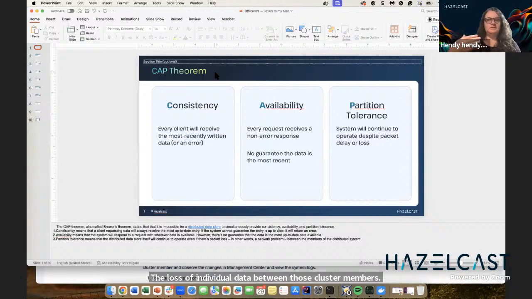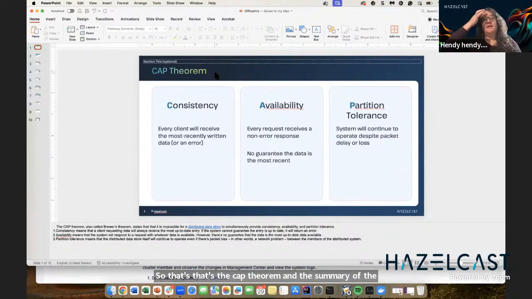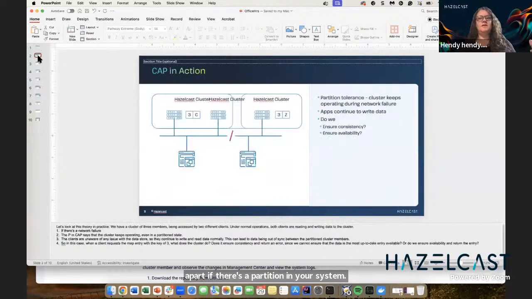And the summary of the CAP theorem is you get 2 out of 3. You can either have consistency and partition tolerance, you can have availability and partition tolerance, or you can have consistency and availability, but then the system completely falls apart if there's a partition in your system. The reason this is important is because Hazelcast as a system is predominantly an AP system.